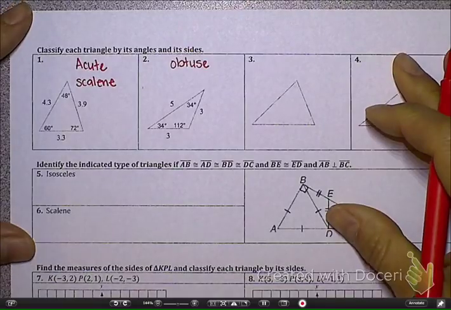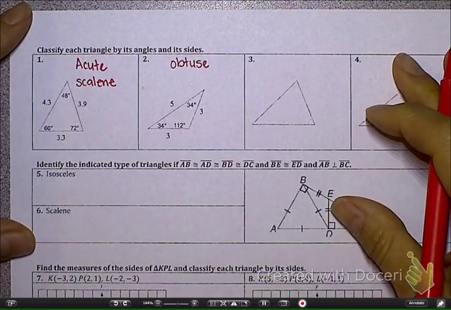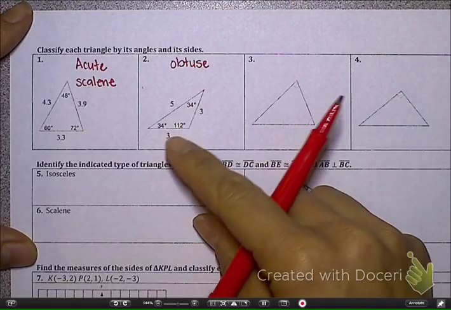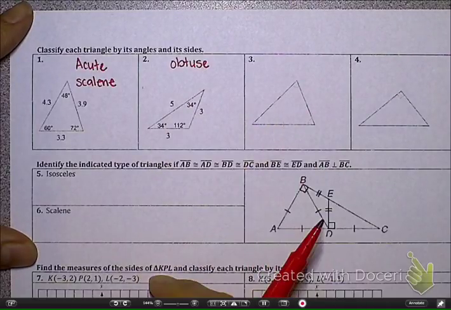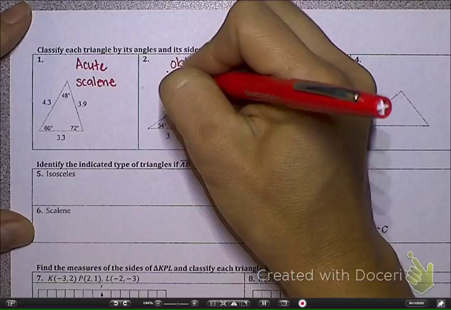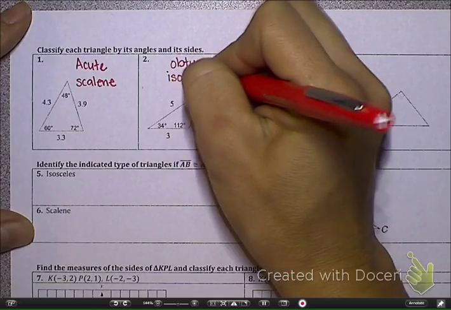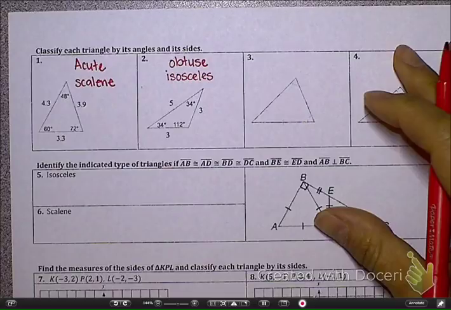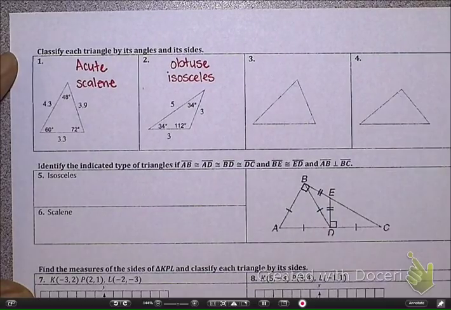Okay? All right. After we classify it by its angles, now let's classify it by its sides. Are any of the sides congruent? How many? 2. So if there's at least 2 sides congruent, that's called isosceles, right? If it had 3 sides congruent, we could say it's also equilateral, but this one is not. 2 sides congruent means isosceles.